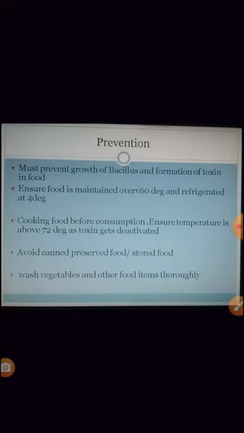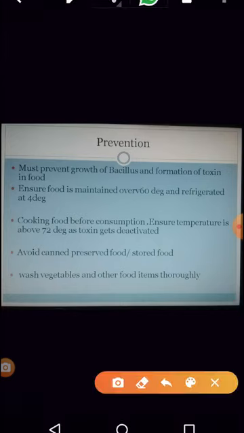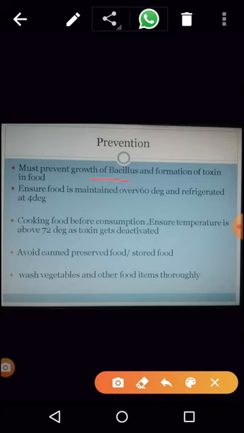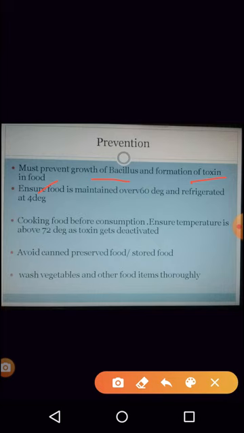How do you prevent it? Definitely, you should prevent the presence and growth of the organism in your food, and also prevent the formation of toxin in the food. So the best way is, if you're keeping the food, it has to be kept above 60 degrees, and if refrigerated, it has to be refrigerated at 4 degrees or below.